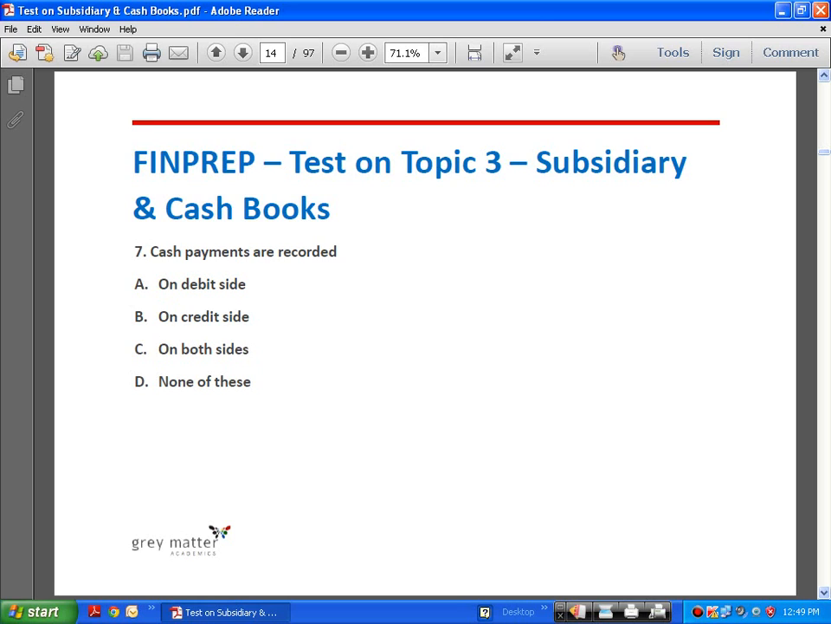Next, question number 7. Cash payments are recorded on which side of the cash book? Let us assume a cash payment. For example, let us say cash is being paid to settle creditors. The entry would be creditors account debit to cash, because the liability towards creditors reduces, so we debit the creditors, and cash goes out, so there's a decrease in assets, so we credit the asset.